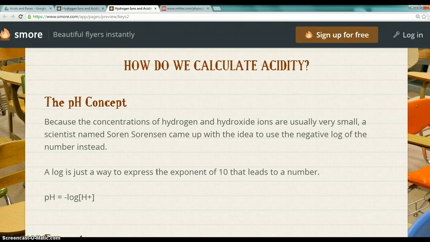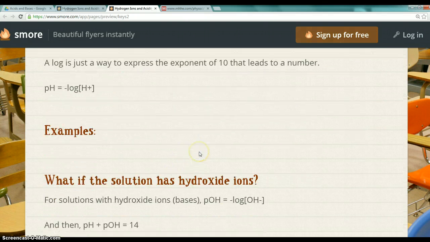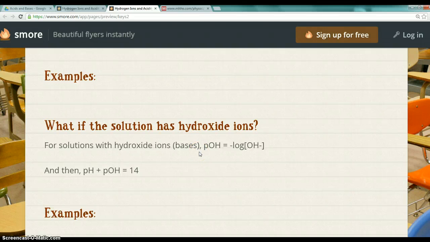And it's basically just the negative log of the number. And a log, or a logarithm, is a way to express the exponent of 10 that leads to the number. So when a number is in scientific notation, it's just looking at the exponent of 10. In our formula, pH equals negative log of the H plus concentration. Okay? So let's look at some examples.